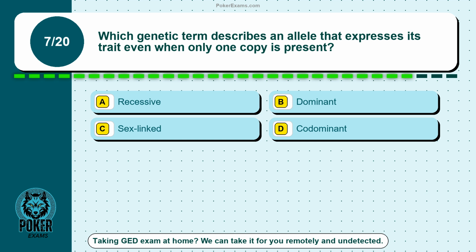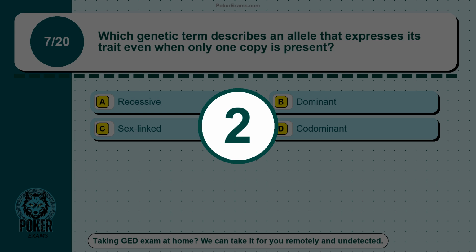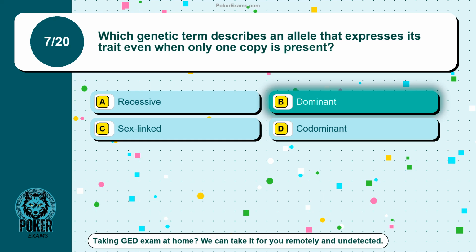Question 7. Which genetic term describes an allele that expresses its trait even when only one copy is present? Option A, recessive. Option B, dominant. Option C, sex-linked. Option D, codominant. The correct answer is option B, dominant.